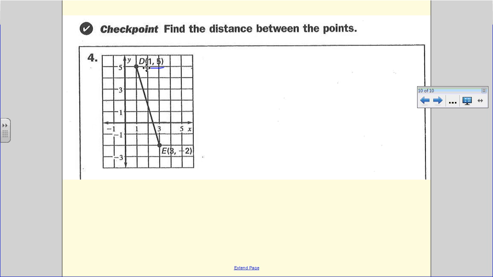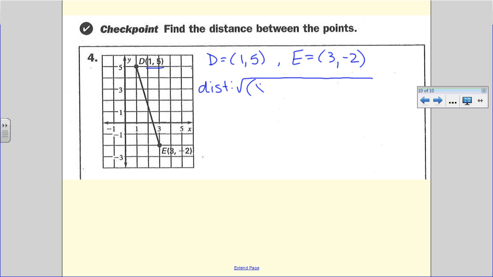So we're going to label our points. We've got D as being the ordered pair 1, 5. We have E as being the ordered pair 3, negative 2. My formula, the distance formula, is the square root of x2 minus x1 squared plus y2 minus y1 squared. So you can see the sum of squares, guys, so that's what should lead us to see the Pythagorean theorem.